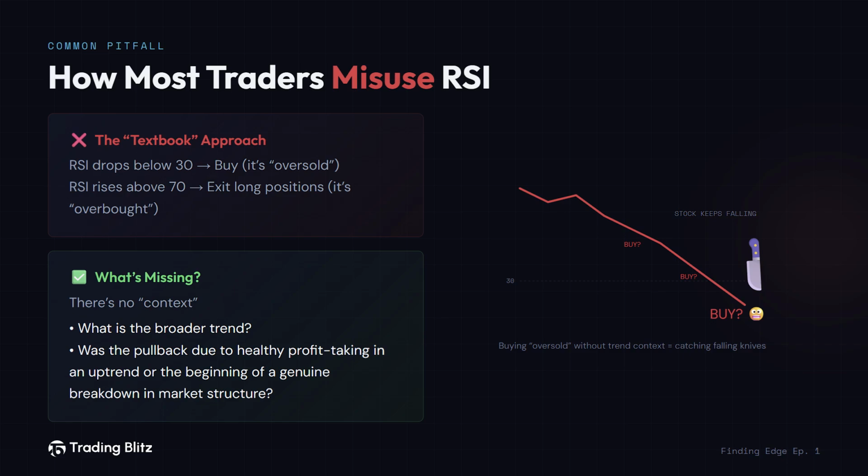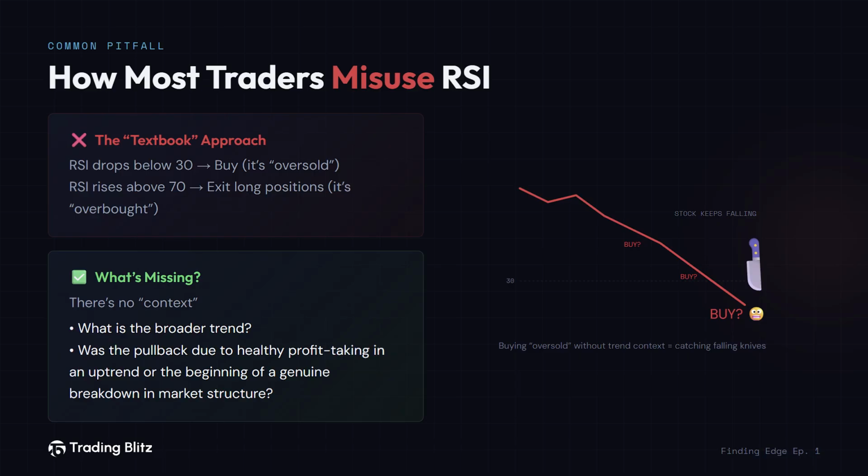It doesn't tell you whether the recent selling was due to profit taking in a healthy uptrend or was at the beginning of a genuine breakdown in market structure. And that's exactly what Connors figured out. And then he built a strategy around it, which is what we're going to test next.